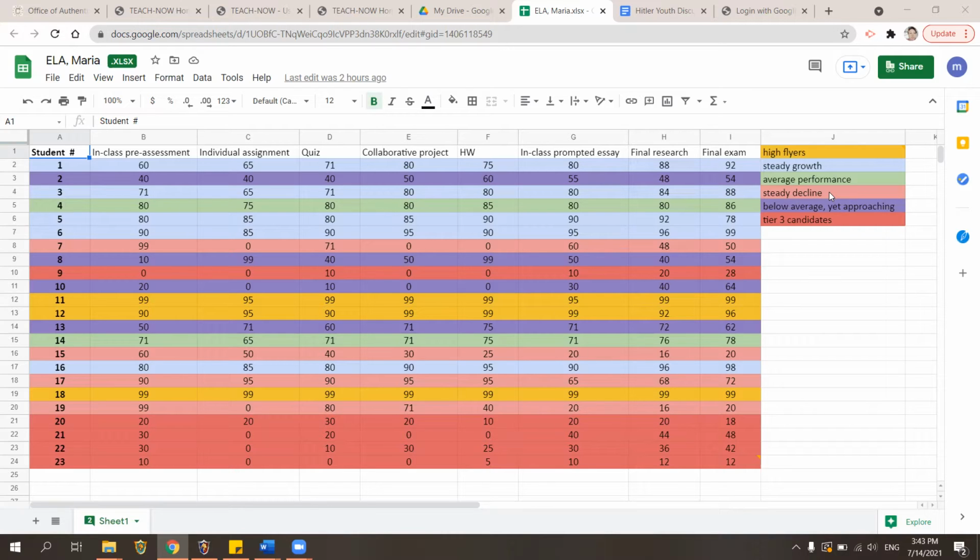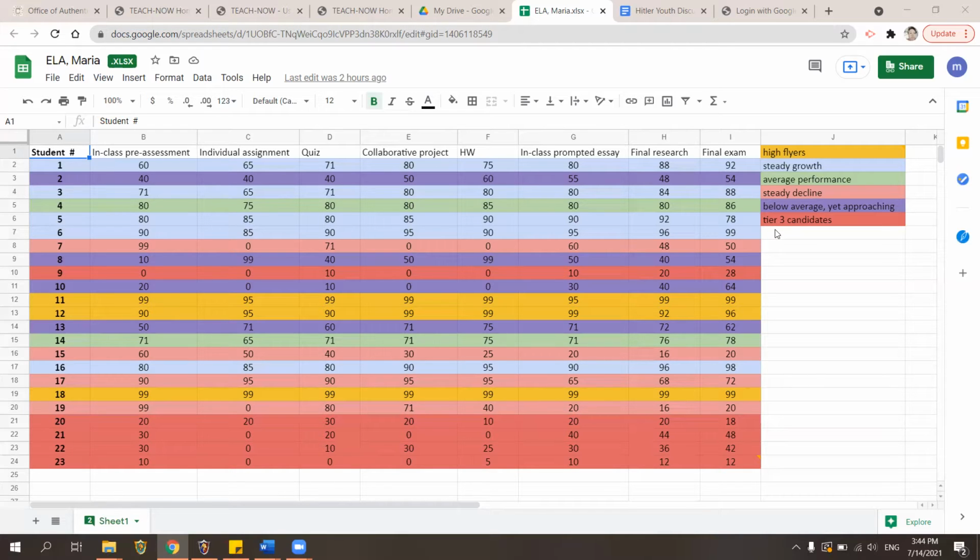steady decline, which is one of the alarming ones because we can see that some kids performed very well at the beginning of the year and ended up with nearly failing or totally failing grades. So that has to do with social emotional learning, situation at home, definitely has to be addressed with students themselves, administration, wellness department. Purple group is below average, yet they're progressing.